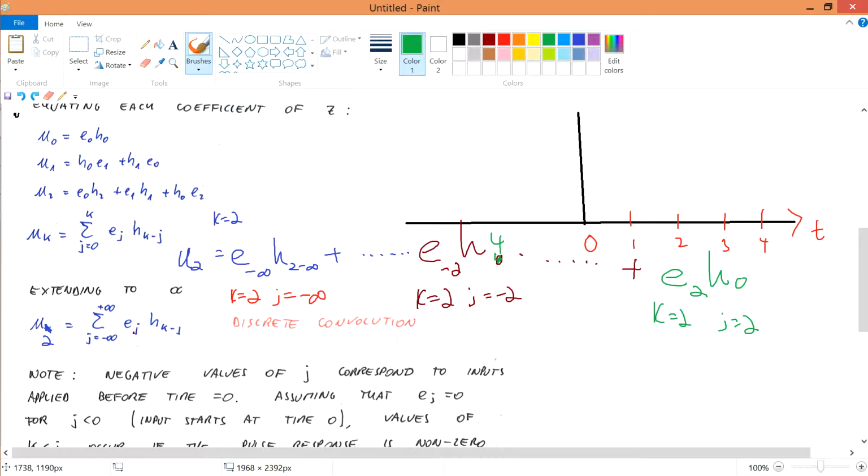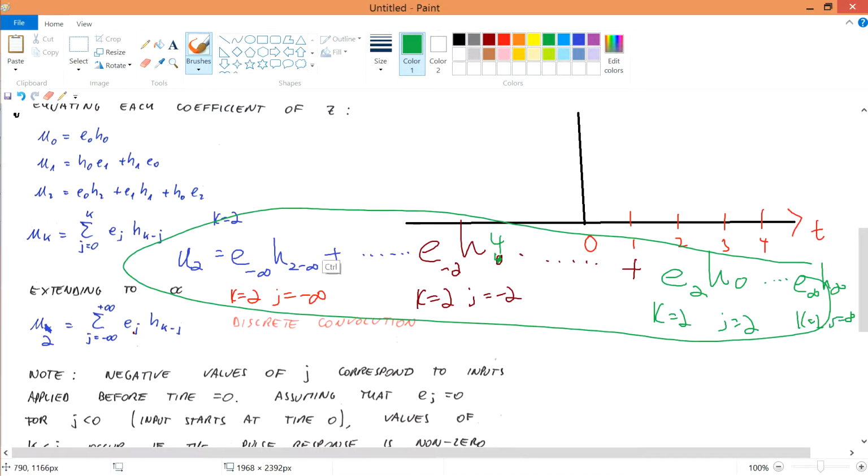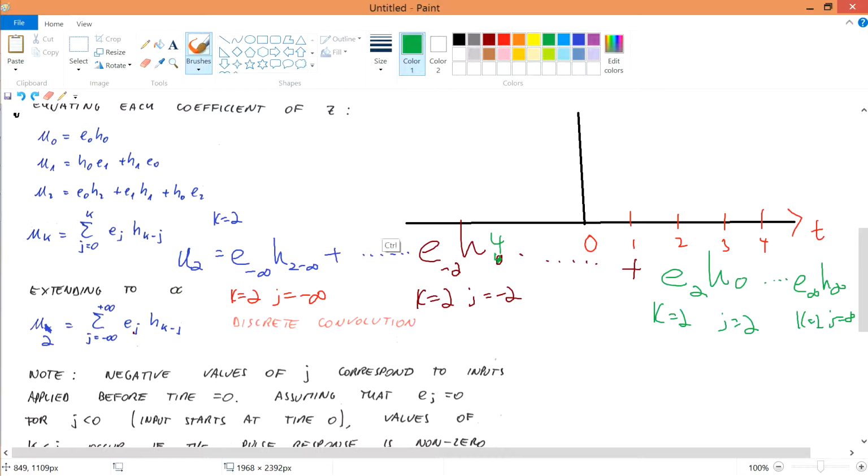All the way, if you were to just say e infinity, h infinity, so when k is equal to 2, j is equal to infinity, then this is the whole series. You see u2 comprises all this stuff, whereas your u2 just now only comprised these things only. You see there's a big difference.